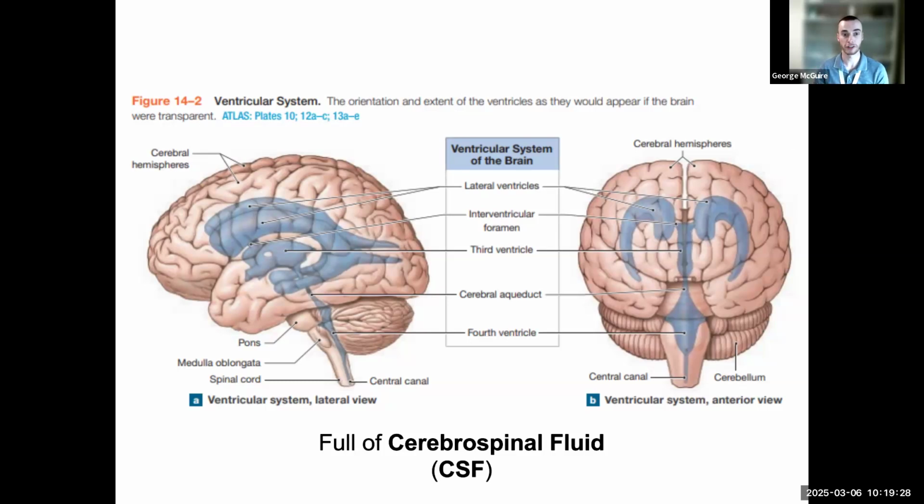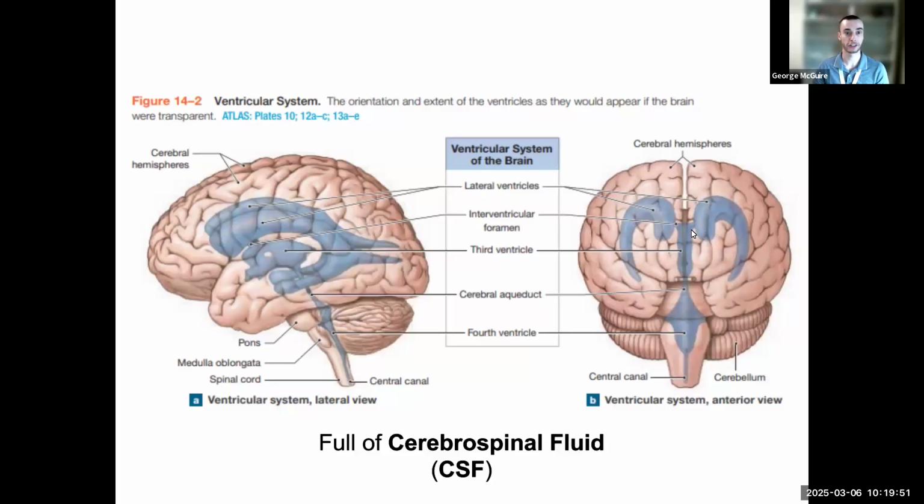So these are our lateral ventricles, which show up within the cerebrum. We have the third ventricle, which essentially is within and around the diencephalon, so within and around your thalamus and hypothalamus. And then we have the fourth ventricle, which is within your brainstem, in between the pons, cerebellum, and medulla oblongata. And this is a continuous system. They all connect with each other.